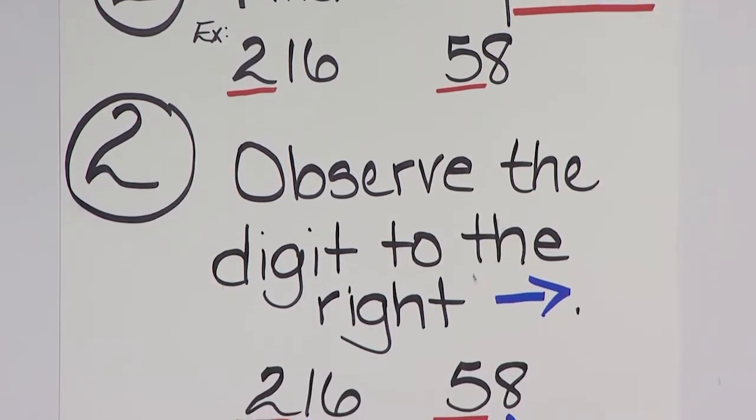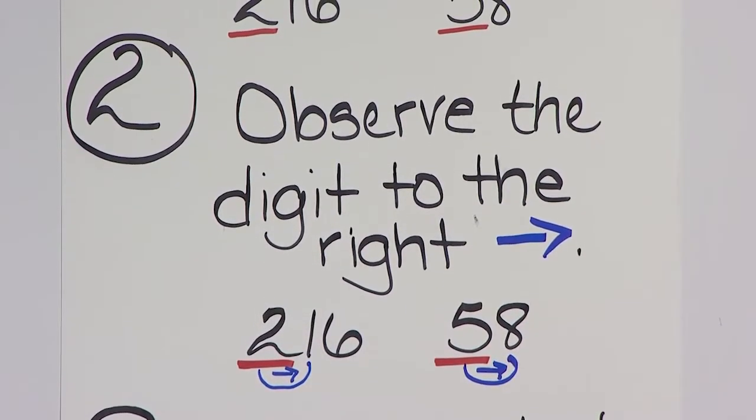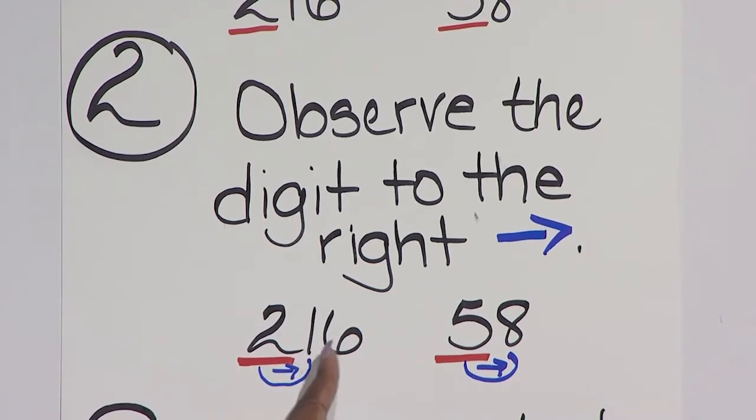Step 2 says, observe the digit to the right. So if I'm looking at 216, what digit is to the right of that? What do you see? That's a 1. That's the digit. But is that a 1? Think about it. 16. Teen. Sounds like what? 10. Good. So this is a 10. So I'm looking at the tens to determine which 100 I'm closest to.